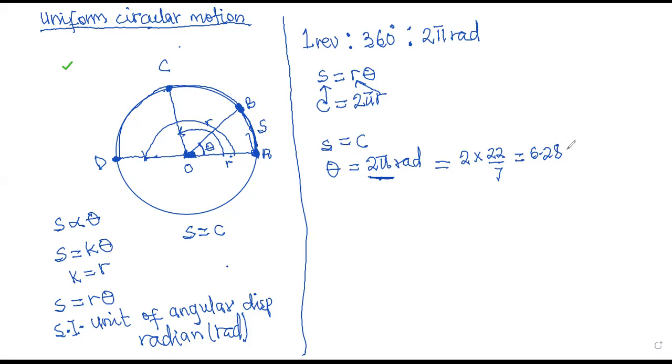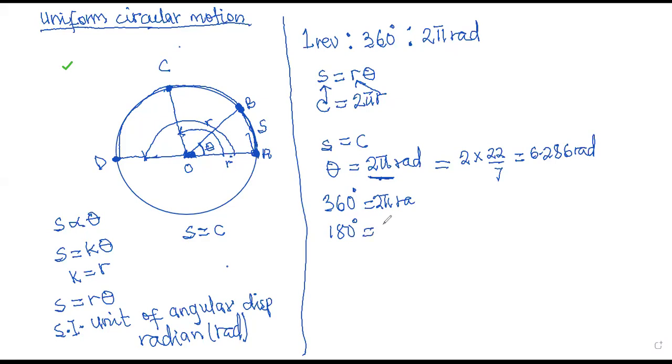Okay, 6 radian. So angular measurement in radian can be expressed in multiples of pi or in decimal. So 2 pi radian is also equal to 6.286 radian.